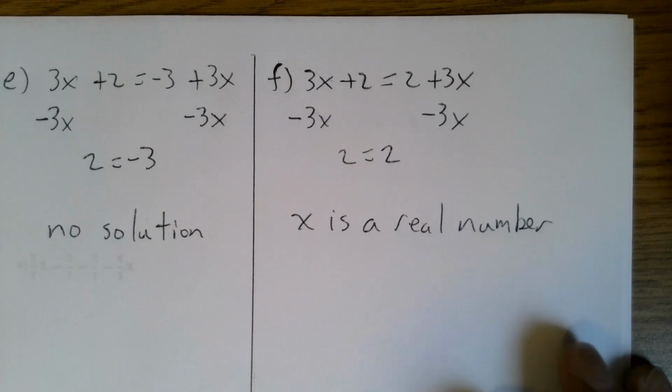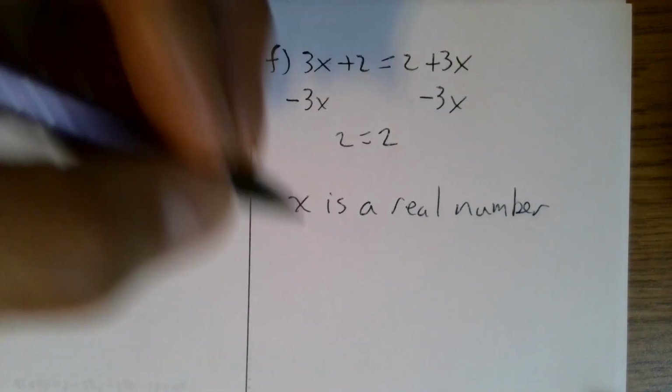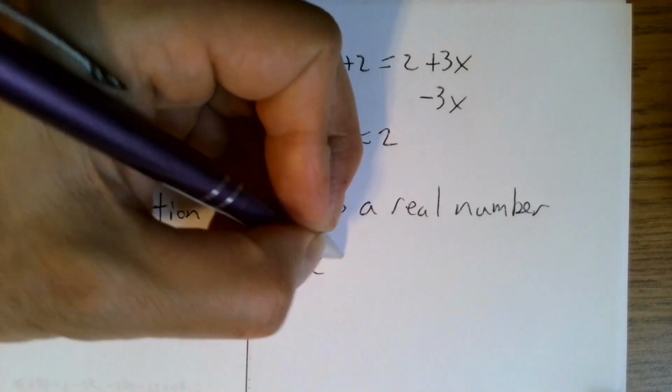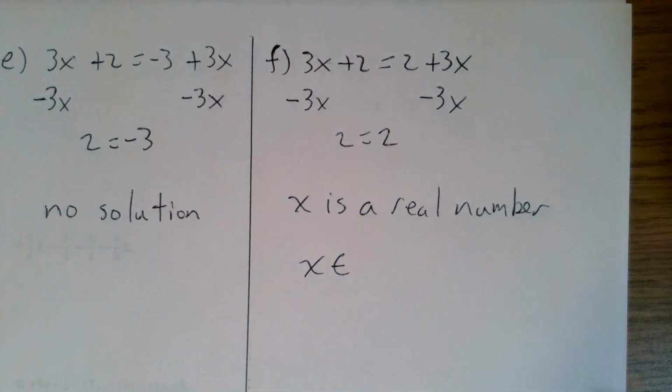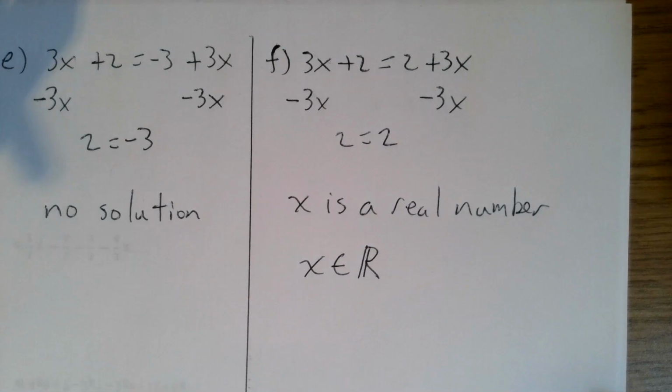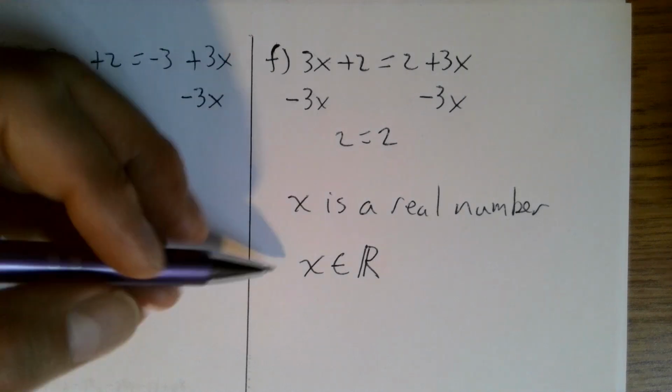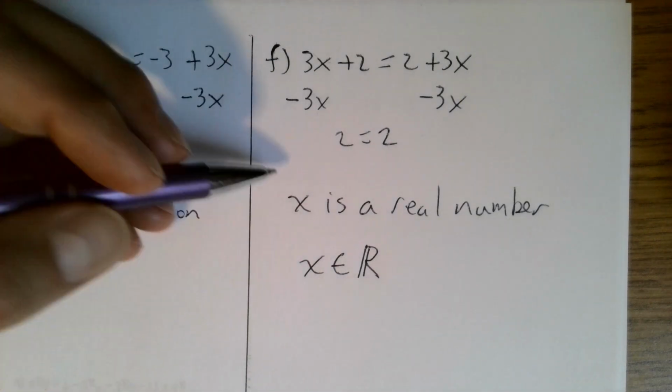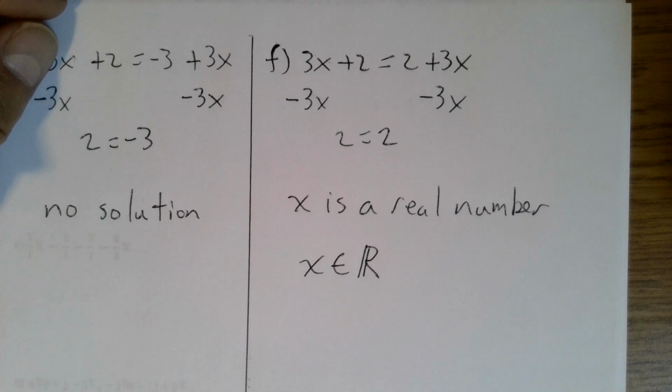And if you want to write that in fancy math speak, you can say that x is an element, we use a lowercase epsilon there, and then we use an R with the double line on the left there to show real numbers. So depending on how you want to write it, if you want to be fancy, you can write x as an element of the reals, or you can just write x as a real number, which basically means x can be anything, and it'll still make the equation true.